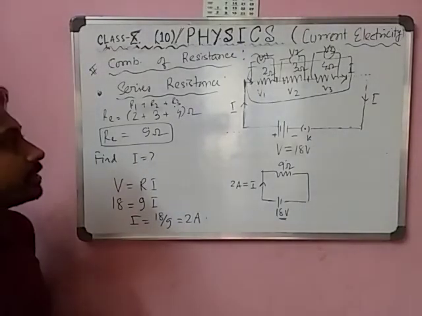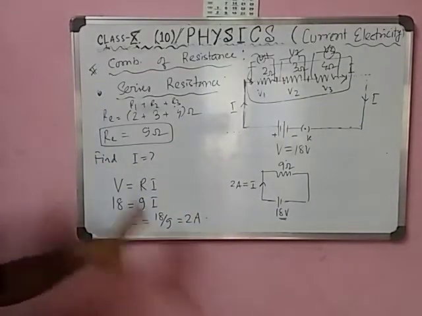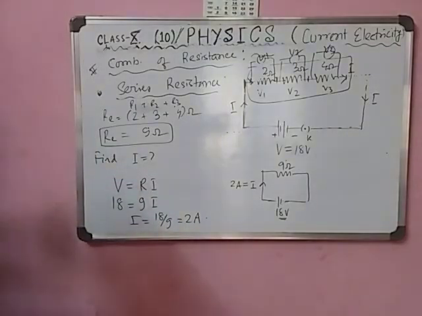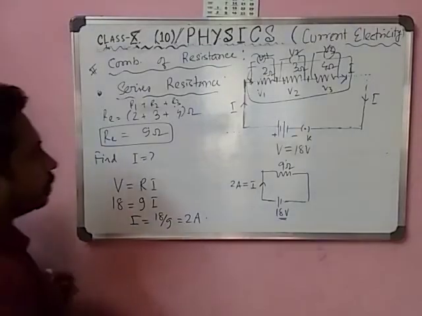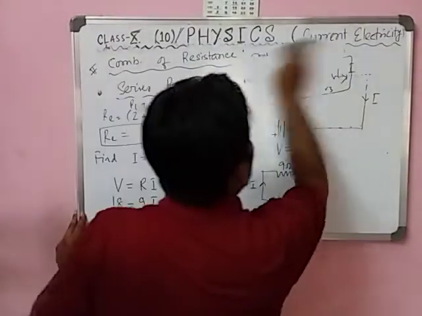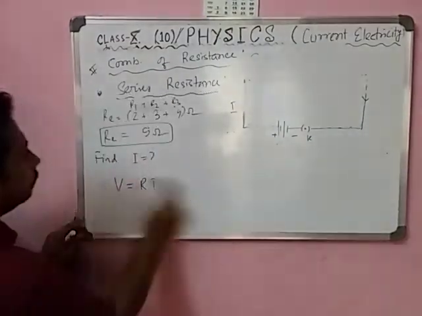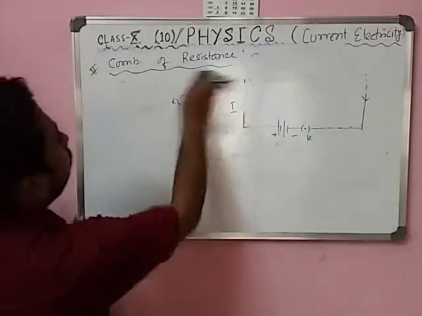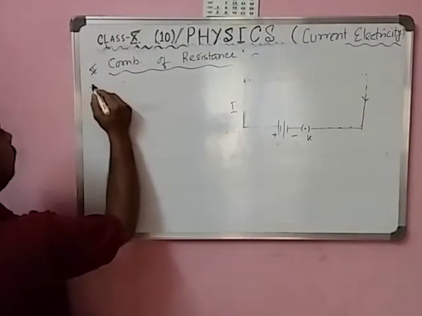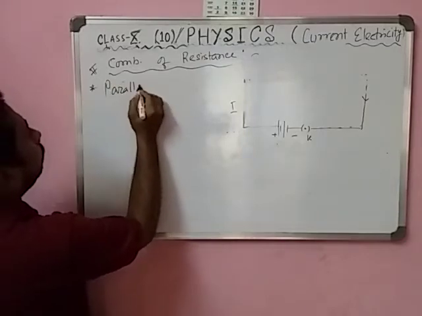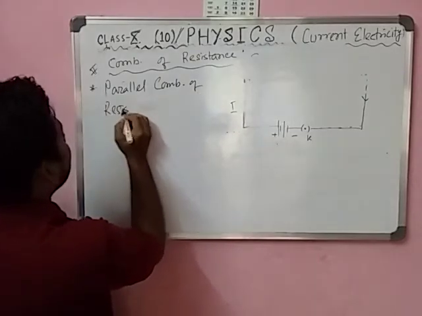Okay, so this is the series combination of R. Now please write it down and understand. First draw, write and understand. Okay. Next we draw for parallel combinations of resistance. So in parallel combination of resistance, we can write parallel combination of resistance.